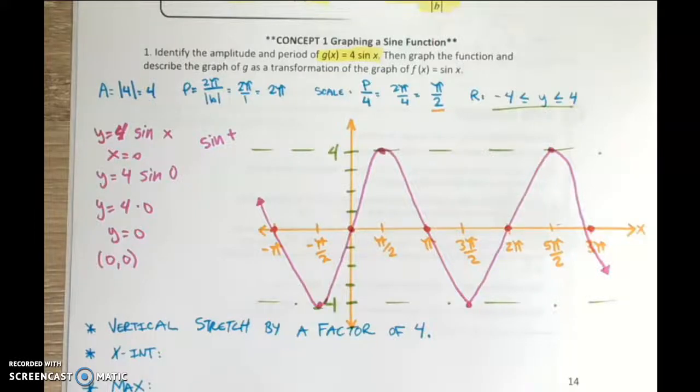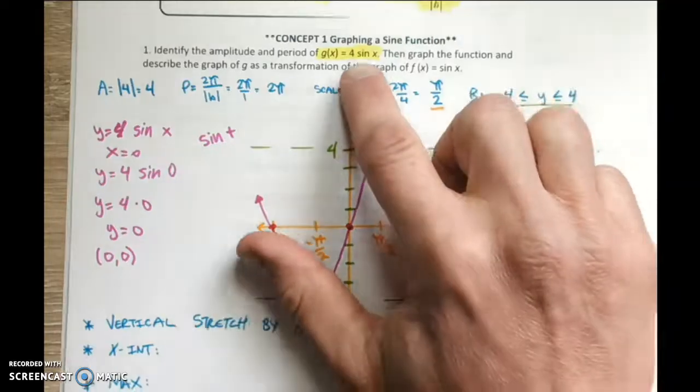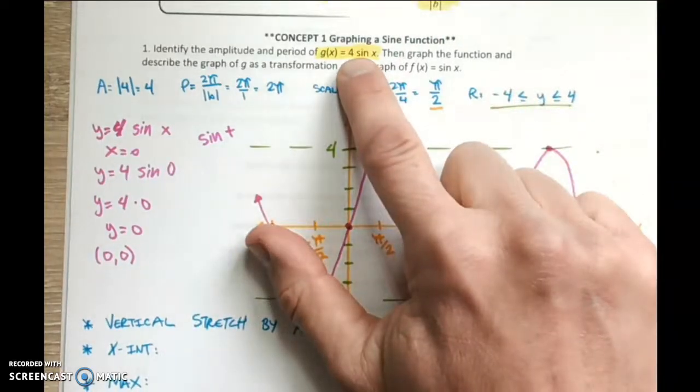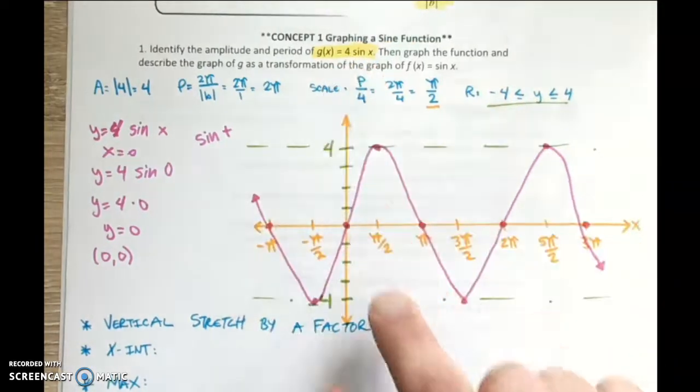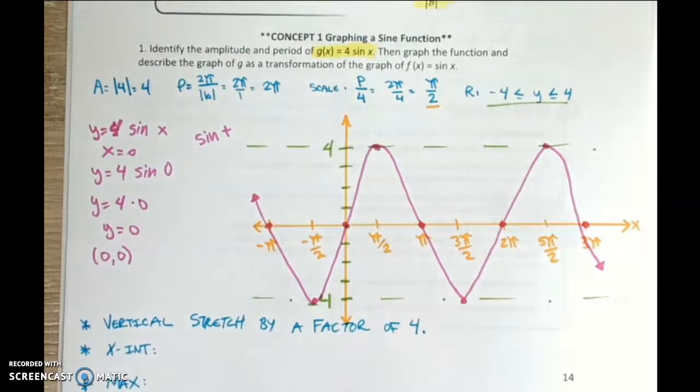Okay, to pick up where we left off, the transformation is a vertical stretch by a factor of 4. Again, I'm just looking at the A term, which is the only transformation, and that is a vertical stretch by a factor of 4. Your x-intercepts are where it crosses the x-axis.